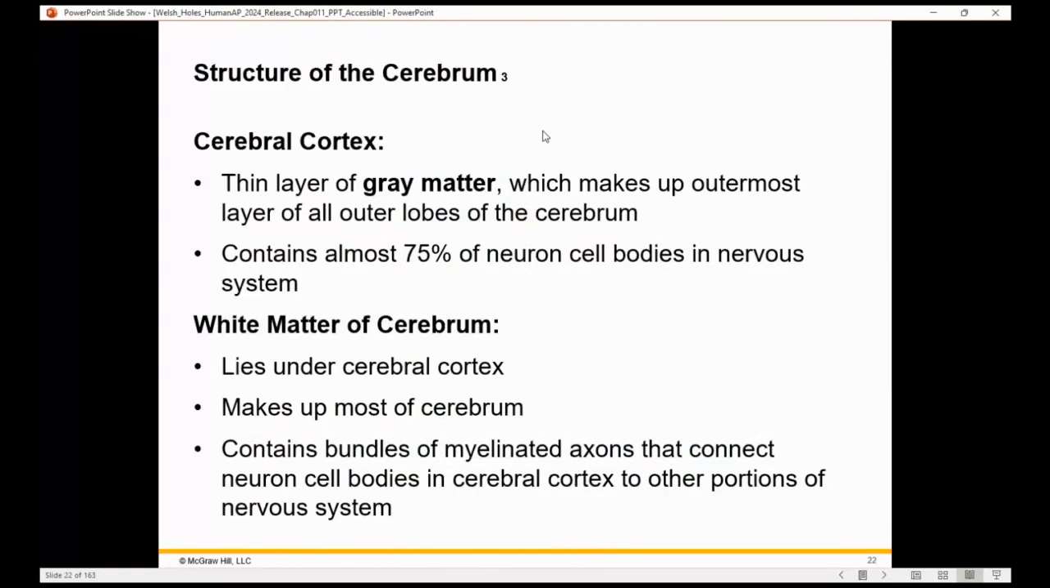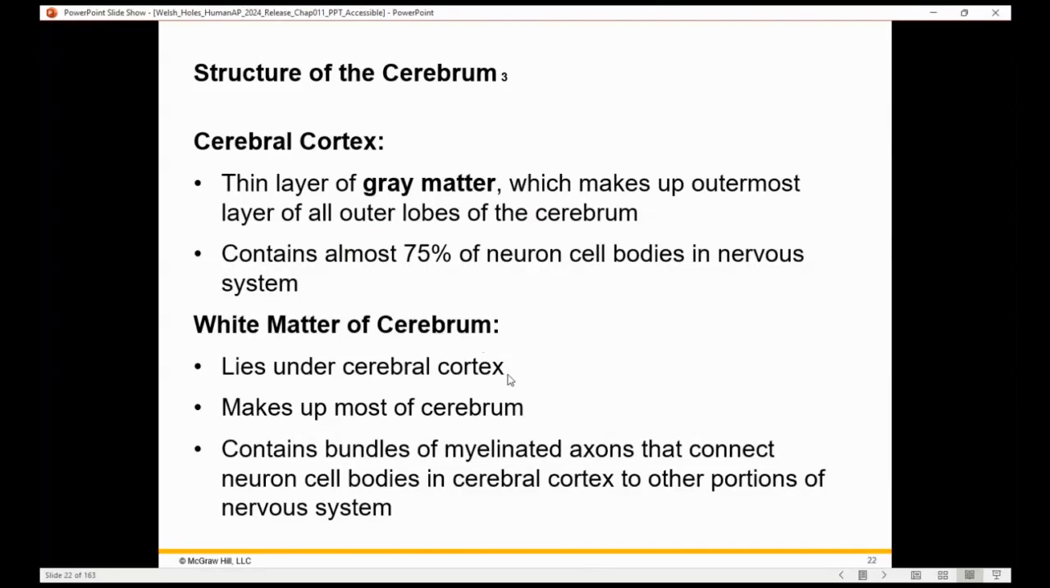Let's look at the cerebrum in more detail. The cerebral cortex is a thin layer of gray matter, which makes up the outermost layer of all the lobes of the cerebrum. And remember, gray matter is mostly the neuron cell bodies. There's no myelin there. It contains almost 75% of the neuron cell bodies in the nervous system. But the other part would be unmyelinated axons.